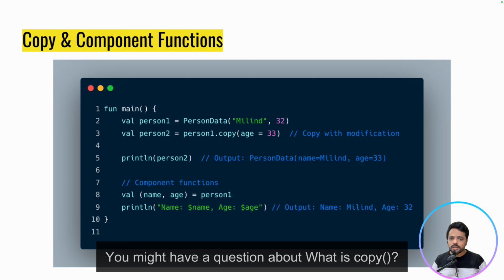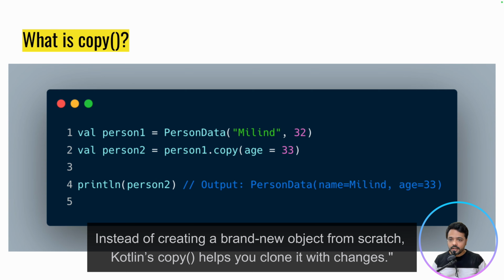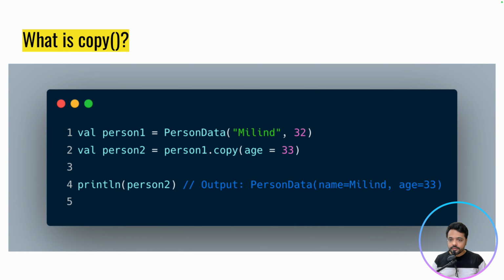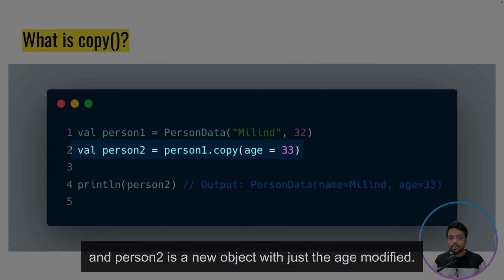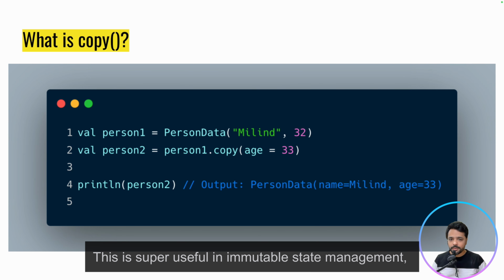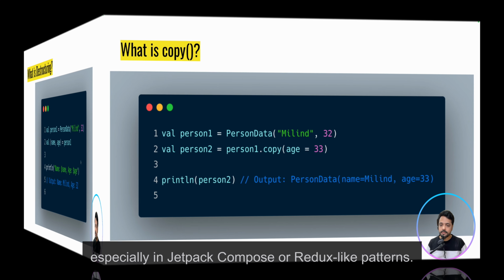You might have a question about what is copy. Imagine you have an immutable object and you want a slightly modified version of it. Instead of creating a brand new object from scratch, Kotlin's copy helps you clone it with changes. The original object person1 is unchanged and person2 is a new object with just the age modified. This is super useful in immutable state management, especially in Jetpack Compose or Redux-like patterns.